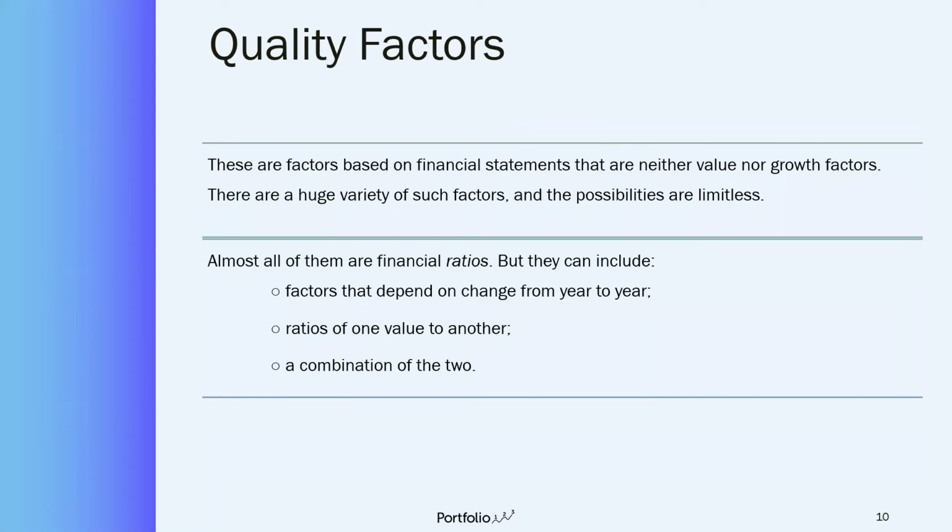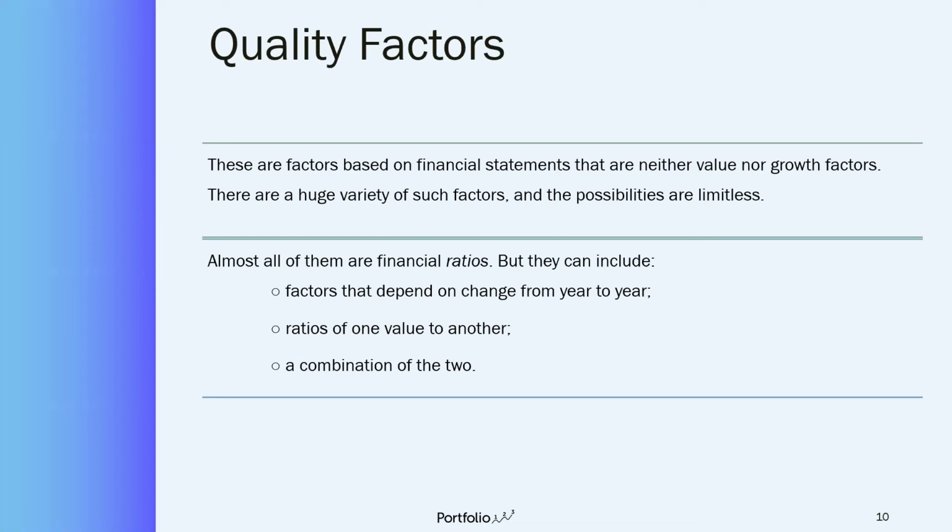Quality factors are factors that are based on financial statements that are neither value nor growth factors. And there's a huge variety of such factors, and really possibilities are practically limitless. Almost all of them are financial ratios. Examples include asset turnover, return on equity, gross margin. Asset turnover, by the way, is sales divided by assets. Return on equity is net income divided by common equity, and gross margin is gross profit divided by sales.